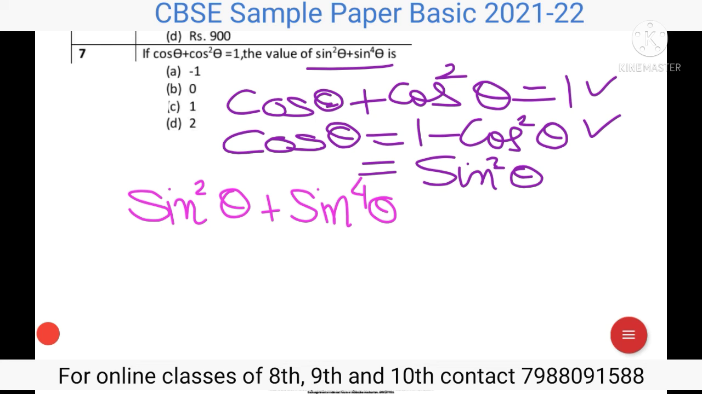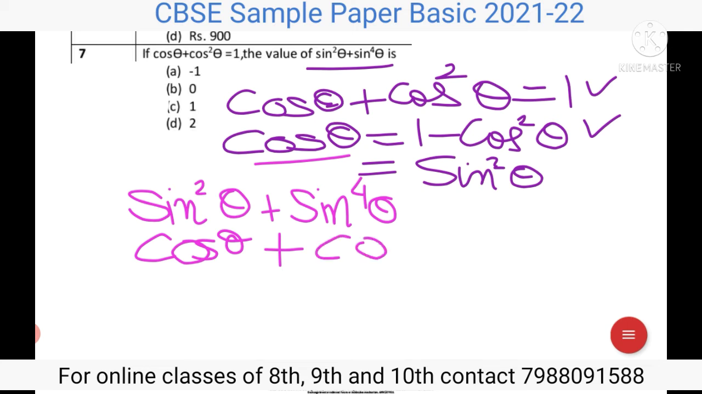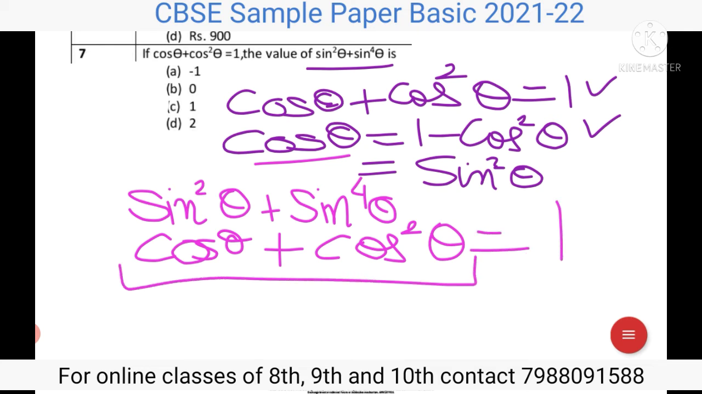We need to find the value of sin square theta plus sin 4 theta. Now the value of sin square theta is cos theta, we have just found out. So in place of sin square theta I write cos theta. And in place of sin 4 theta, can I say it is the square of sin square theta? So it is equal to cos square theta. Right? And this value we are given is 1. Hence our option is C, that is 1 is the right answer.